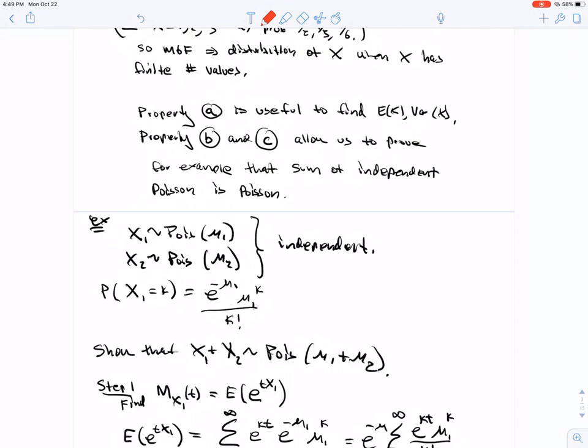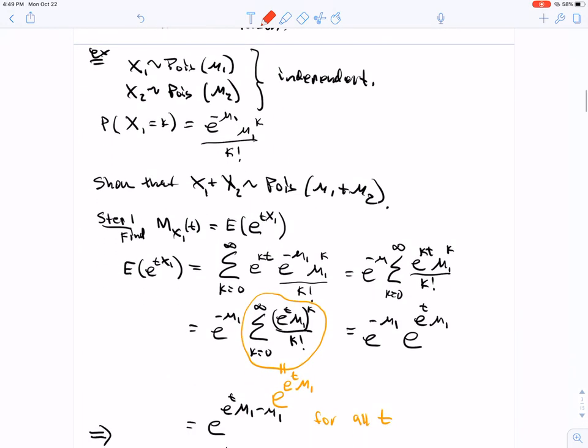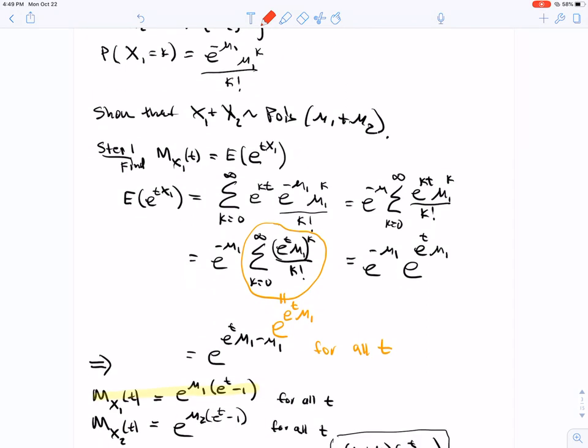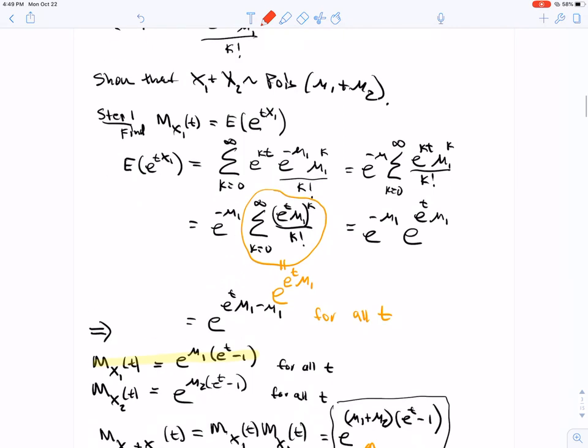Properties B and C allow us to prove, for example, that the sum of independent Poissons is Poisson. So you did this proof here using moment generating functions. Very exciting. X1 and X2 are Poisson mu1, mu2, and you're going to show that X1 plus X2 is Poisson mu1 plus mu2, a fact that we showed another way.